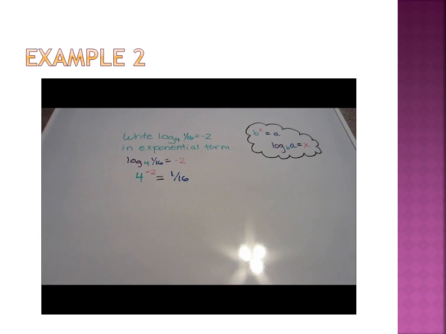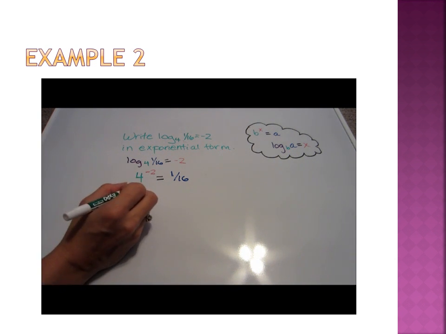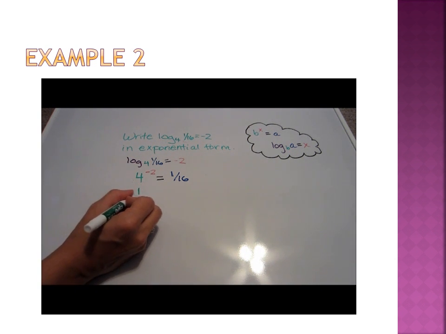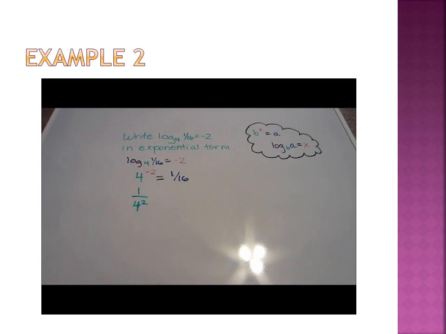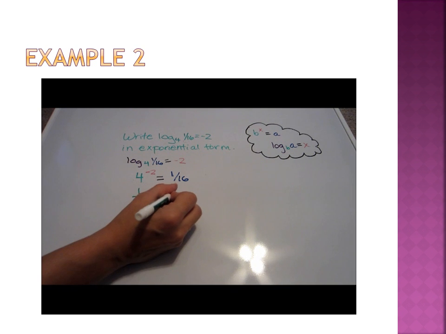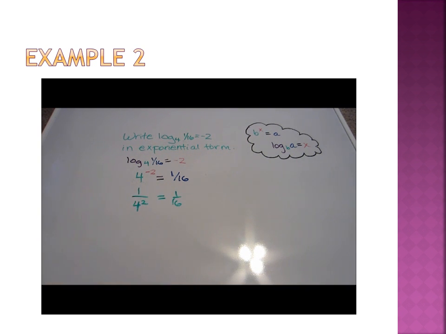We can double check that. We know that if we have a negative exponent, that puts it in the denominator of our fraction, and 1 over 4 squared is the same as 1 over 16. So writing it in exponential form, our correct answer is 4 to the negative 2 equal to 1 over 16.